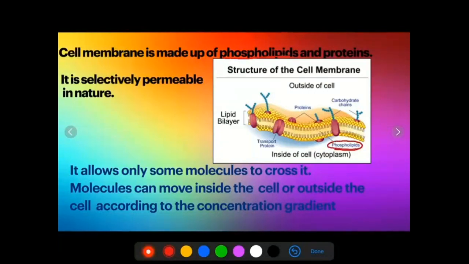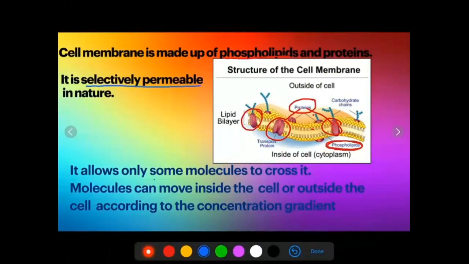So the plasma membrane is made up of phospholipids, and these structures which you see are proteins. So this plasma membrane has a structure of lipid bilayer and proteins scattered in this sea of lipids, and it makes a flexible plasma membrane. This plasma membrane is selectively permeable in nature. It does not allow all the particles to pass through it.